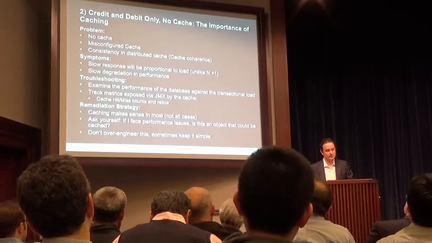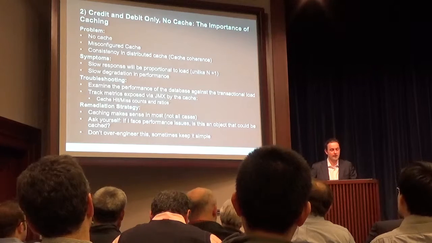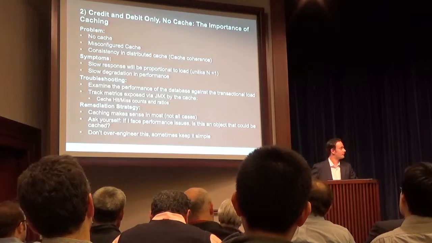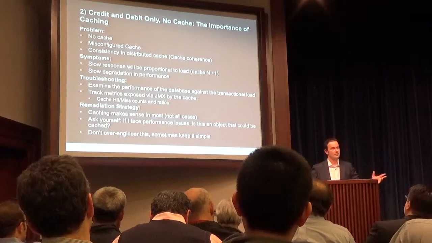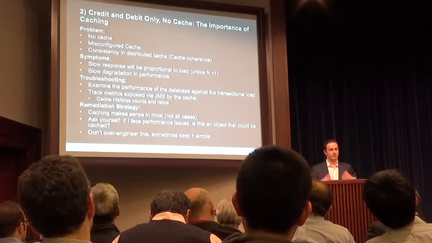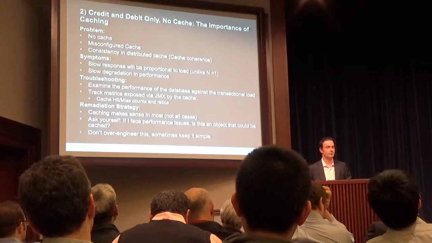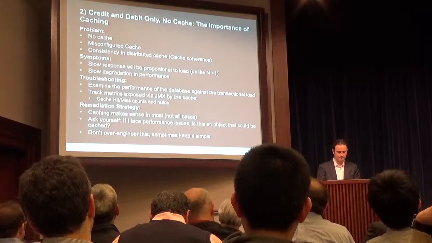But the most important thing is you just ask yourself, if you face a performance issue, is this something that can be cached? But just don't over-engineer things is basically the advice I give. And that's the advice I give for most complex applications. I typically deal with SOA architectures where there's a lot of different components, and I do like the KISS principle. You guys all familiar with that?